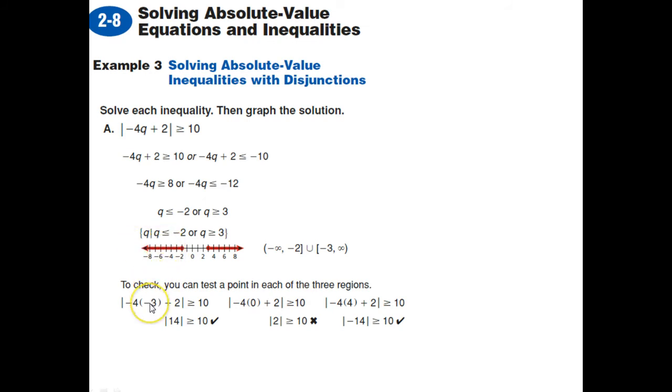I tried negative 3. When I plugged it in, I got 14, which is clearly greater than or equal to 10. A value in this part shouldn't work. I plugged in 0, and 2 is not greater than or equal to 10, so it didn't work. And I plugged in a value in this range, positive 4, and I got negative 14. The absolute value, which becomes 14, is greater than or equal to 10.